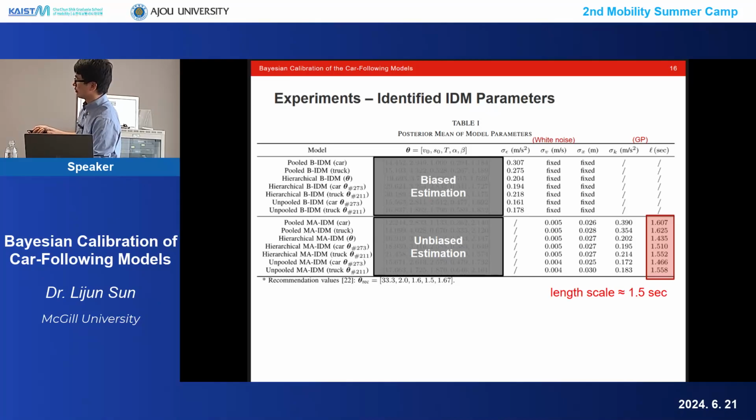If I put the length scale as a parameter, for each of the cars I also calibrate the corresponding length scale parameters. So here our result shows the length scale is about 1.5 seconds. It means that when you are driving, probably you are taking into account the memory effect of probably 5 to 10 seconds. What you observe in the past 5 seconds probably all has an impact on the current behavior.